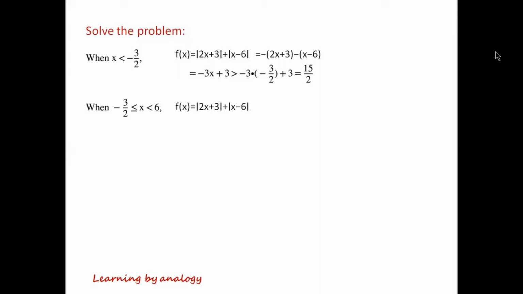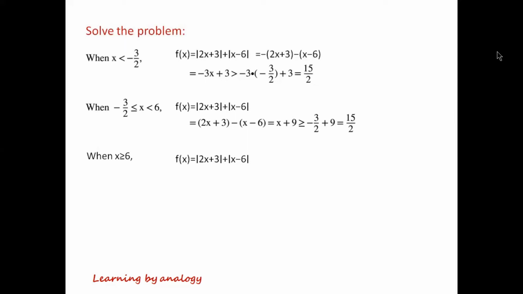When minus 3 over 2 is less than or equal to x is less than 6, f of x equals the modulus of 2x plus 3 plus the modulus of x minus 6 equals 2x plus 3 minus x minus 6 equals x plus 9, which is greater than or equal to minus 3 over 2 plus 9 equals 15 over 2.